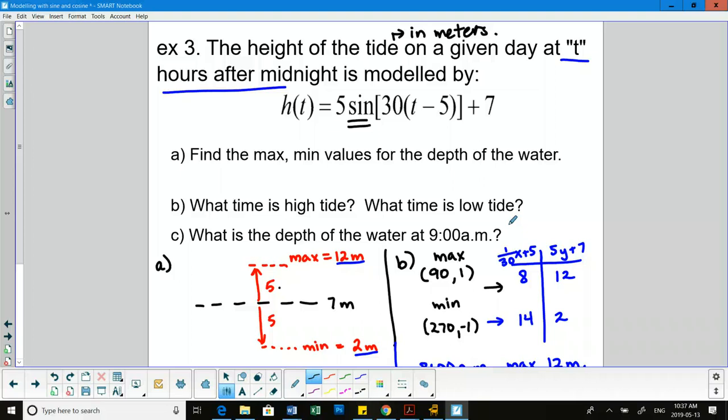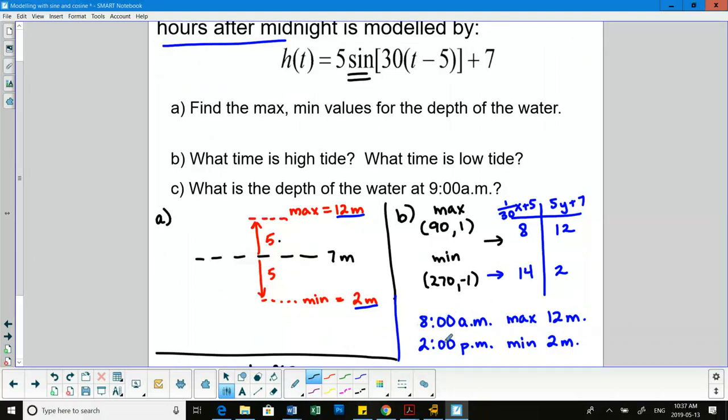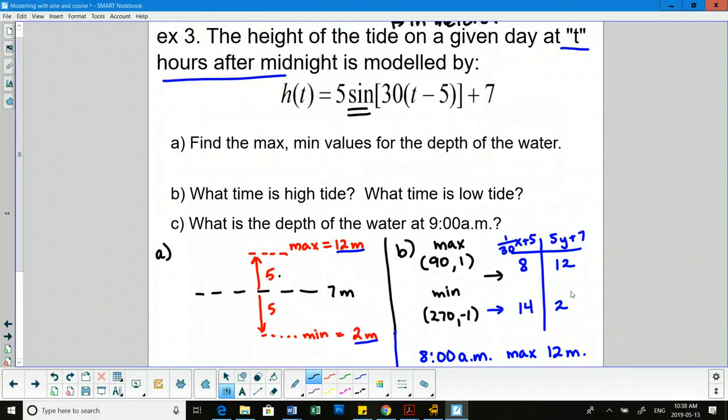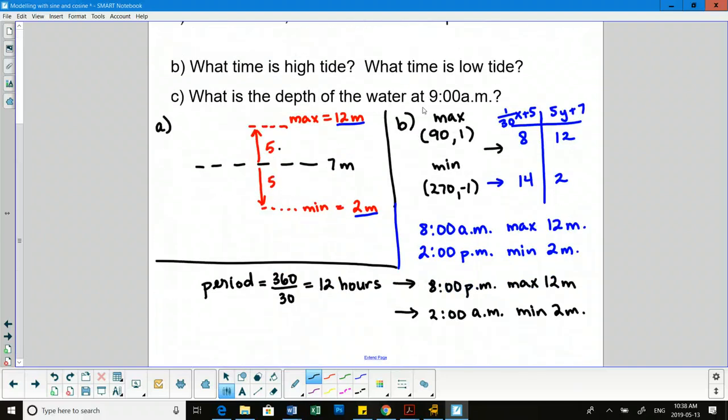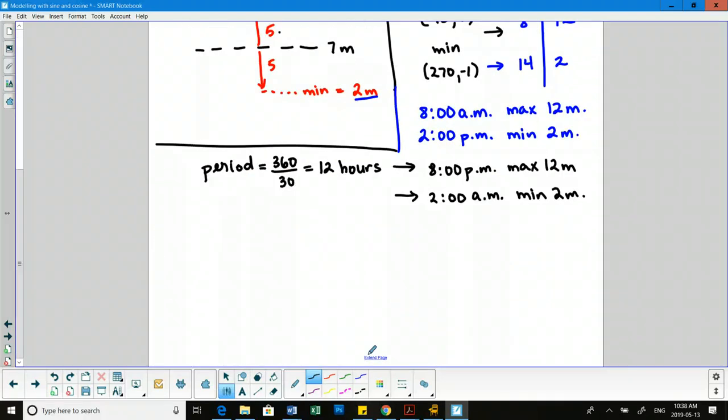Okay, so we know it's slightly after 8 a.m. and it's going down from the max, of course, so it's going to be probably slightly under 12. How can I calculate for sure? Put 9 in. So 9 a.m. is actually 9 hours after midnight. So if I put 9 in for T, that's going to give me the height of the tide at 9 hours after midnight, so 9 a.m. So we're just going to calculate H at 9.